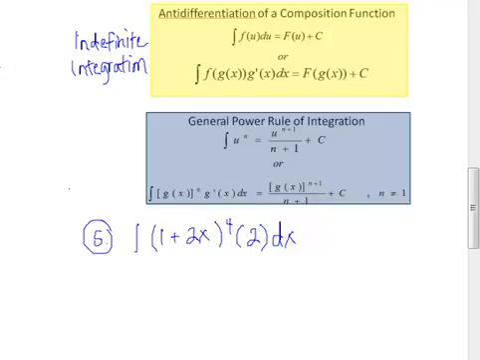The last video was really just an introduction into the integration of composition functions. So now what we're going to be working through are various examples and what you might come across when you're trying to do this process. We're just going to start out and work through these problems with number 5.